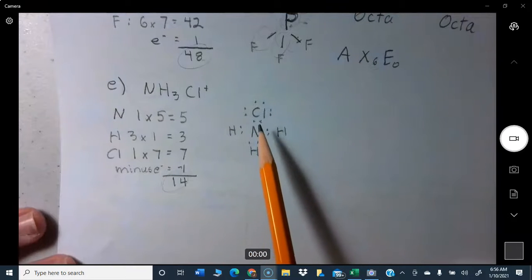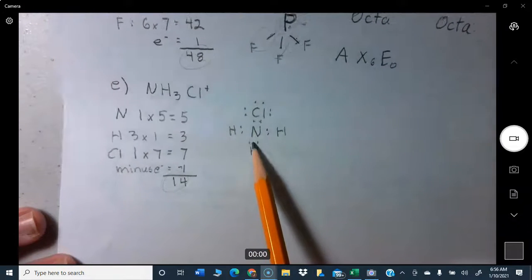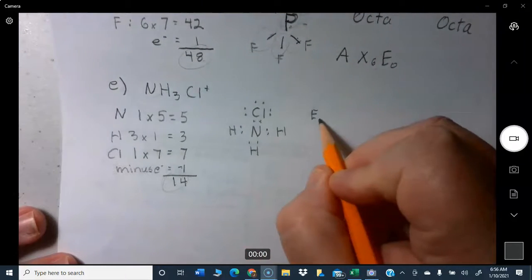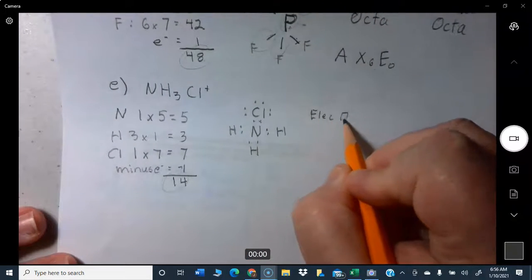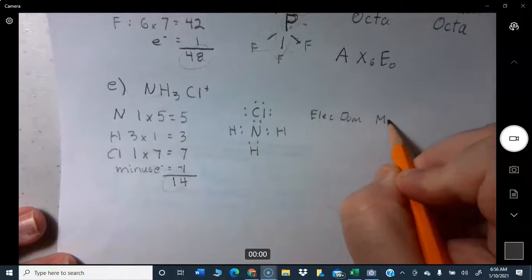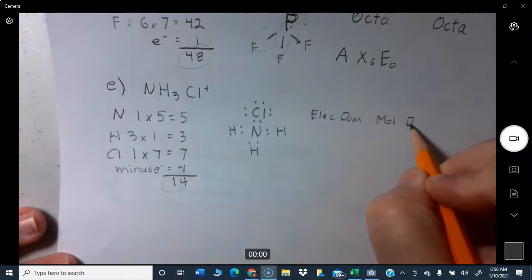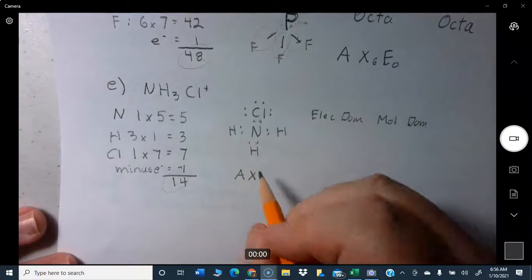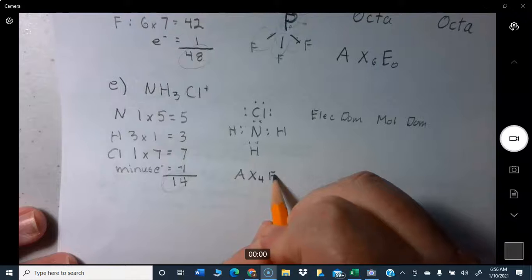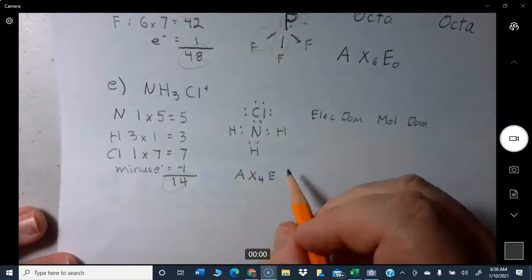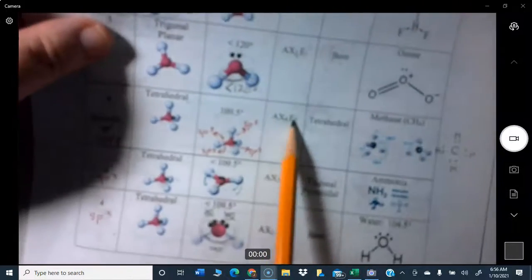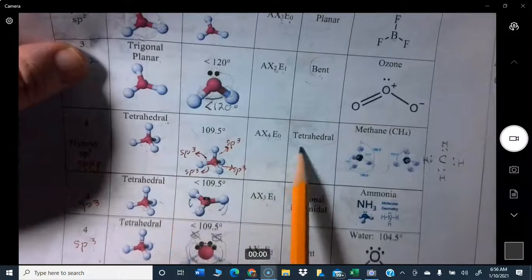So the central atom is nitrogen, so it has 1, 2, 3, 4 electron domains. Let's write the notation. So it's A, X, 1, 2, 3, 4. All 4 are bonding, so X is 4. The nitrogen has no lone pairs. All of them are bonding to an atom. So it's AX4E0. That's just, as we know by now, tetrahedral. AX4E0, so it's tetrahedral for that.